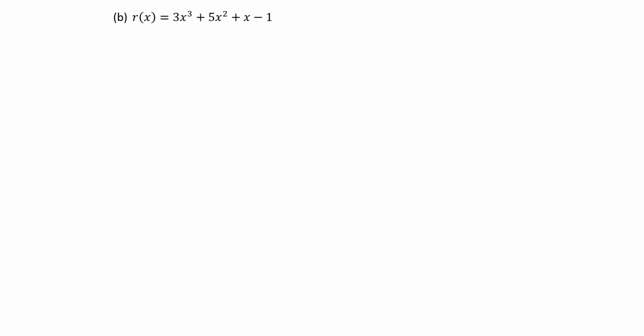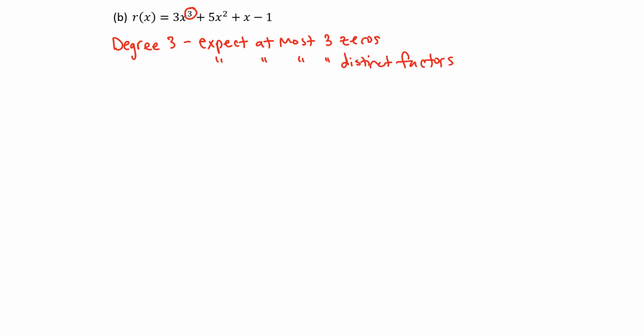Example B, r of x equals 3x cubed plus 5x squared plus x minus 1. Here's a pop quiz: how many zeros should I expect? And how do you know? Well, it is a degree 3 polynomial, therefore we should expect at most 3 zeros. Is that what you said? Also, this means we can expect at most 3 distinct factors. So I'm looking for 3 factors.